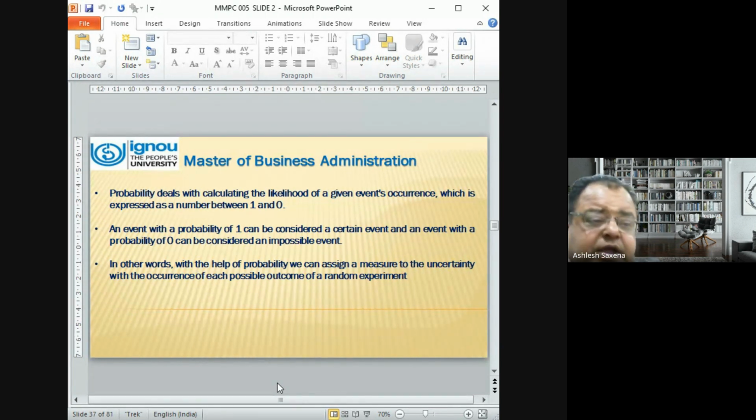If you are confirmed about an event, like tomorrow the sun will rise, that's sure. So its probability will be 1. Rest, its answer will vary from 0 to 1. An event with probability of 1 can be considered a certain event, and an event with probability of 0 is considered to be an impossible event.